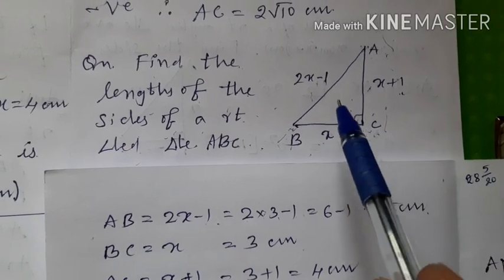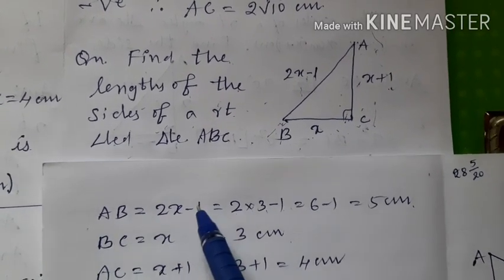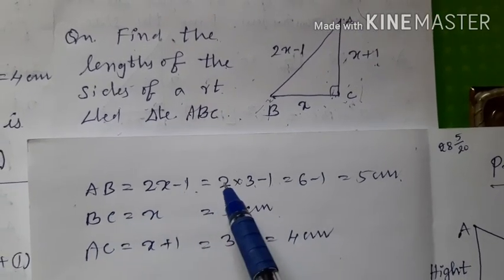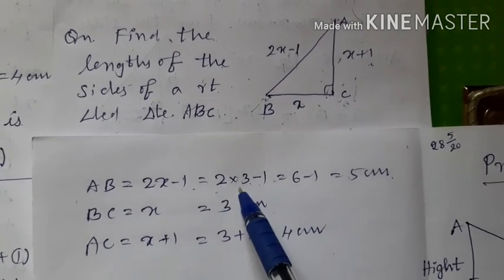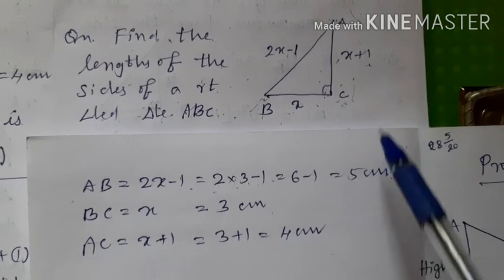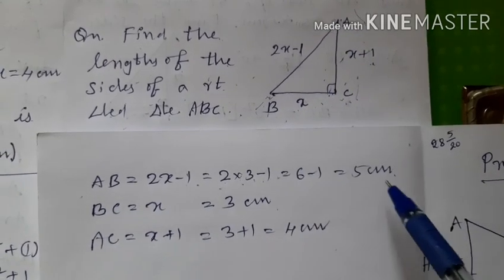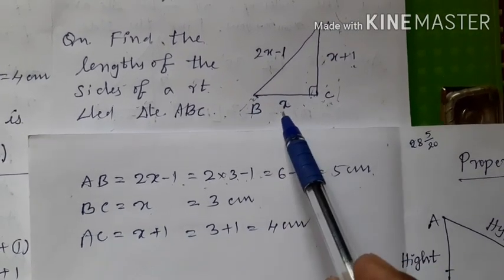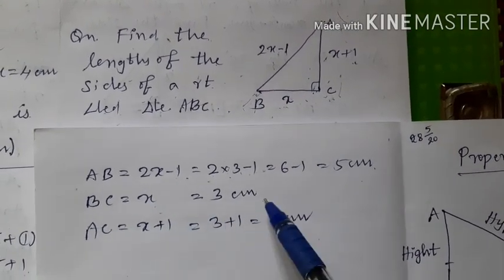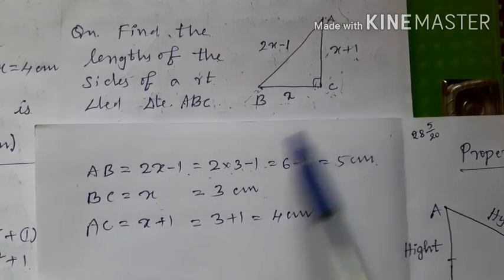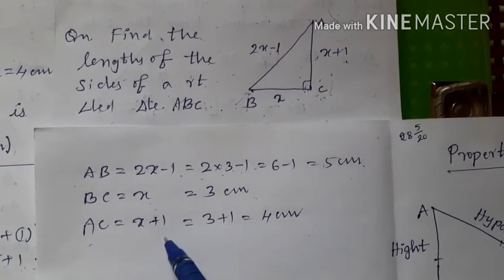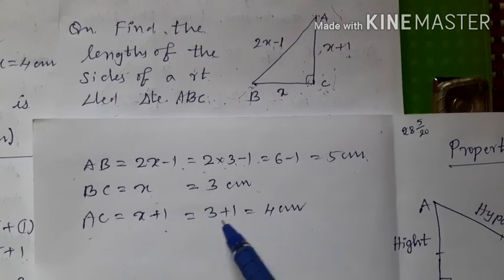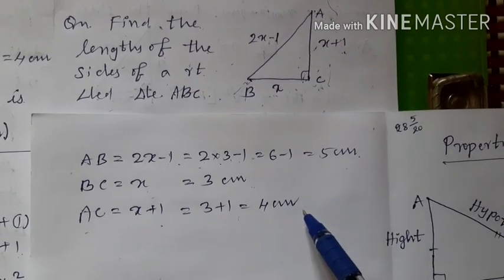Look at the figure. Here AB is 2x minus 1. Therefore, it is 2 into 3 minus 1. 2 3s are 6. 6 minus 1 is equal to 5. Thus, the hypotenuse AB is 5 centimeter. BC is x, which is base. The base is equal to 3 centimeter. And AC is height, which is x plus 1 centimeter. Thus, it is 3 plus 1 centimeter is equal to 4 centimeter.